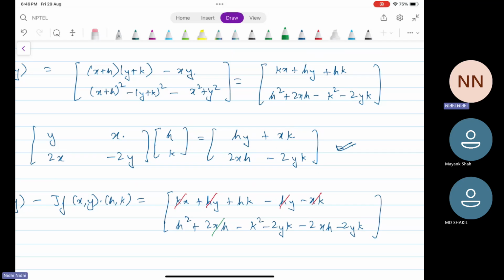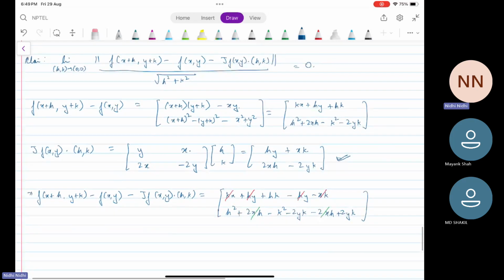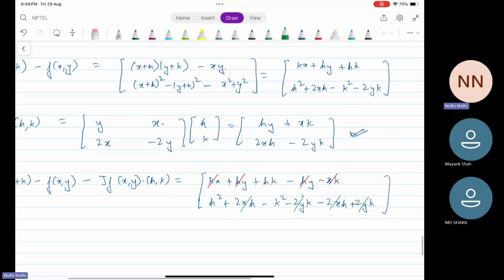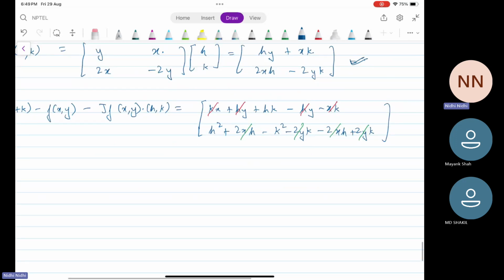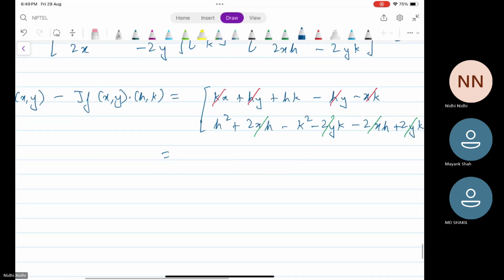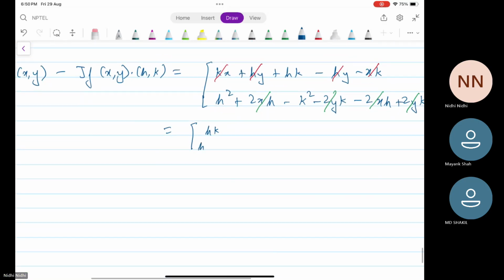This is 2xh, 2xh, 2yk, and this is plus 2 because we are taking the negative of gfxy. So 2yk gets cancelled out. This is hk and h square minus k square.